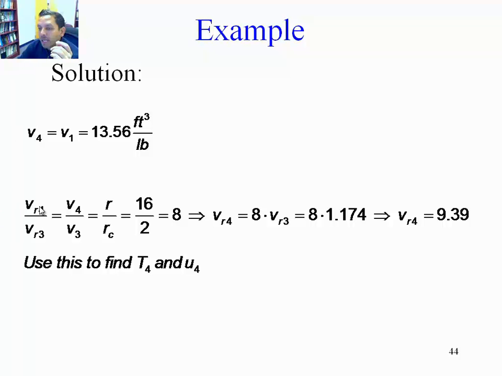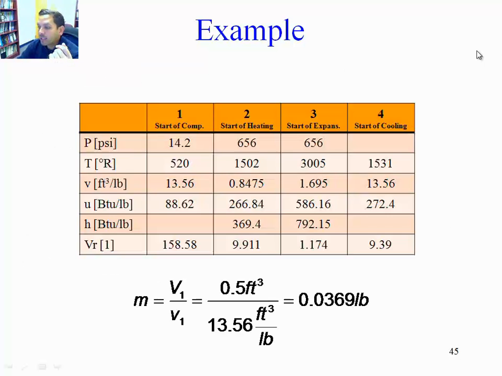So we can relate the VR4 to the VR3 by the same factor because the process from 3 to 4 is isentropic. So VR4 is equal to VR3 times 8. VR3 we found in the tables to be 1.174, times 8 is 9.39. So now we have the VR at point 4, 9.39. With that value, we go back to the table, get T4, get U4, and H if we need it, but we don't need the H at point 4.